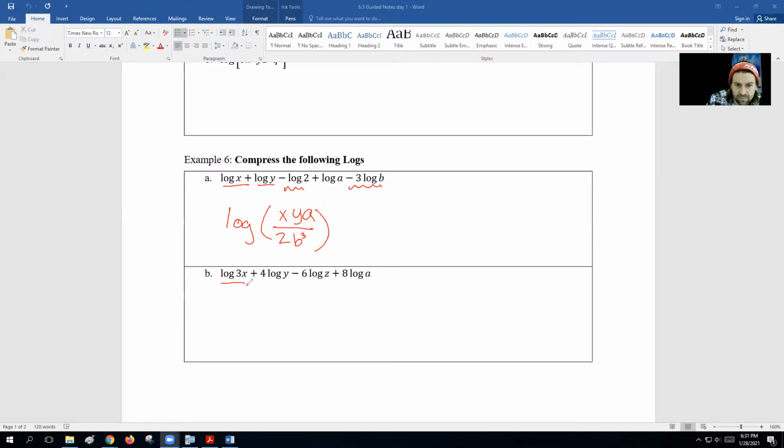All right, let's figure this last one out. Okay, so multiply, multiply, this is divide, and that's multiplied. So we are going to have another fraction here. All right, we would have a 3x on the top. Now this one would be a y to the fourth. It's 3x because the 3 is inside the log, and this one's y to the fourth because the 4 is outside. All right, 6 log z would be z to the 6th on the bottom because of the minus sign. And then 8 log a would be a to the 8th power on top. There we go.